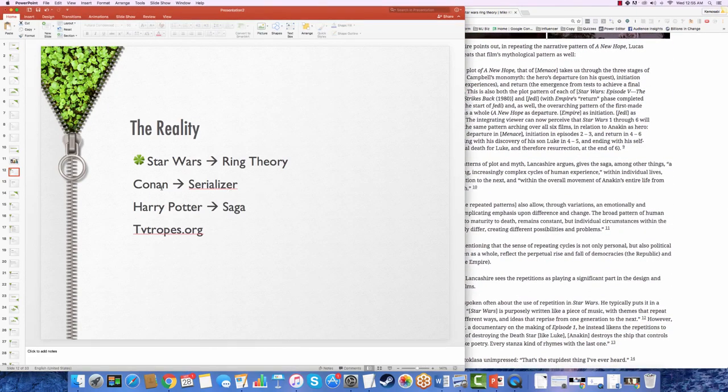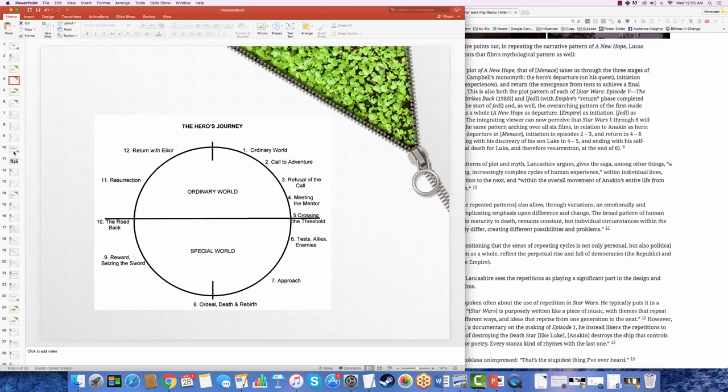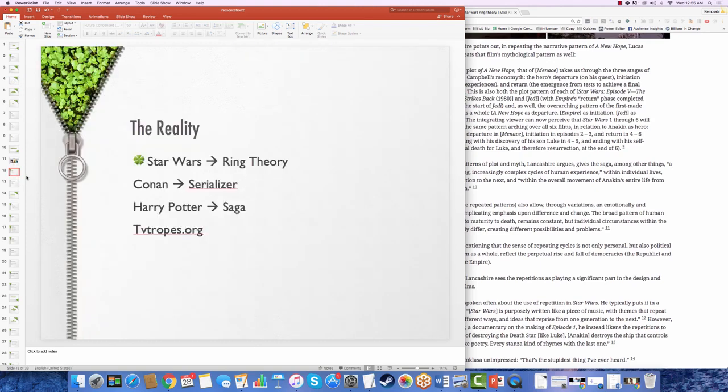The next part in Conan is what I call the serializer. So instead of one story that's following the hero's journey and then it's over, a serializer is a continuous story. You see this with soap operas. There is no hero's journey in Game of Thrones. There is no hero's journey in Gotham. There's no hero's journey in any of these TV shows.